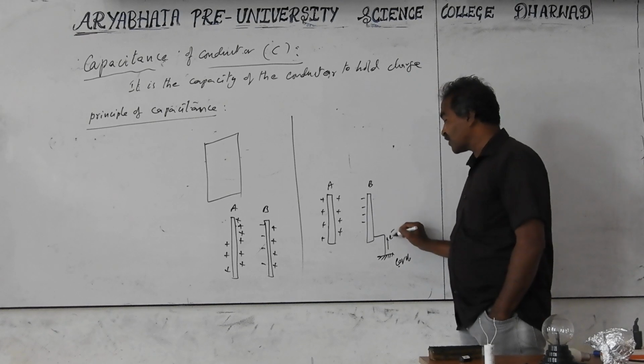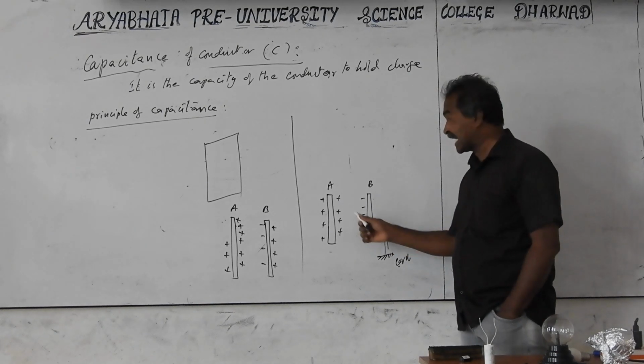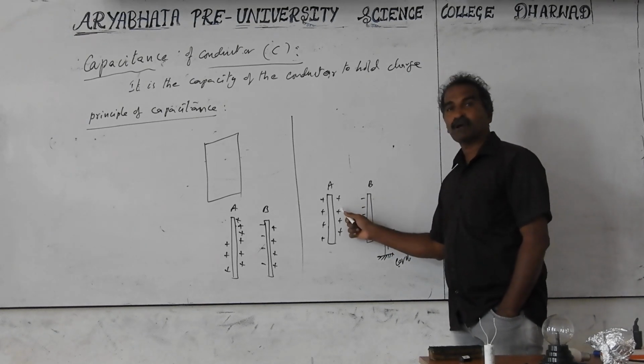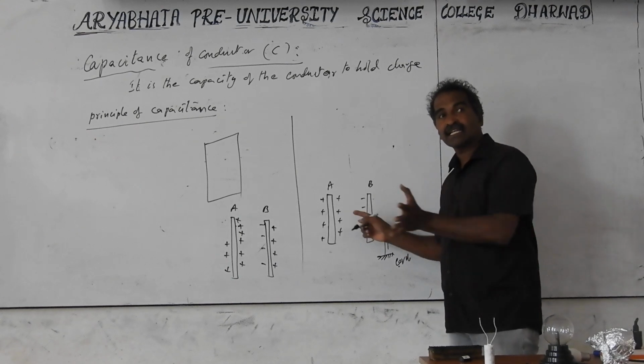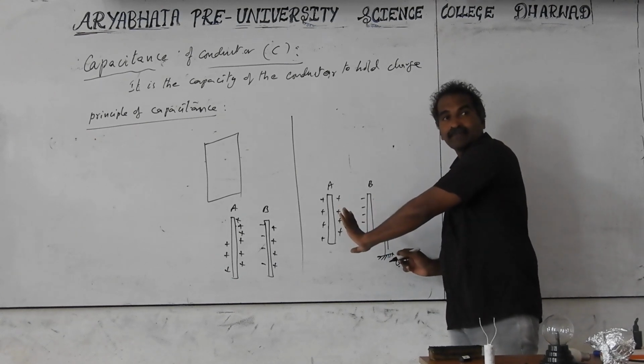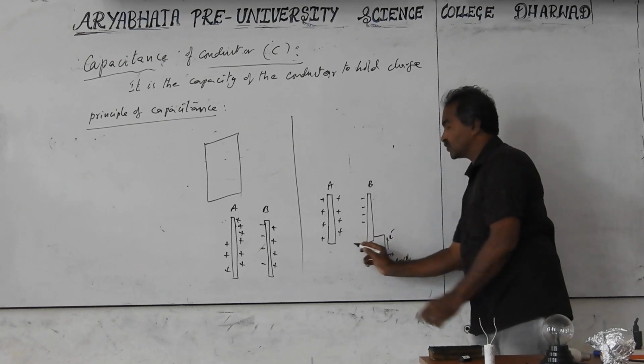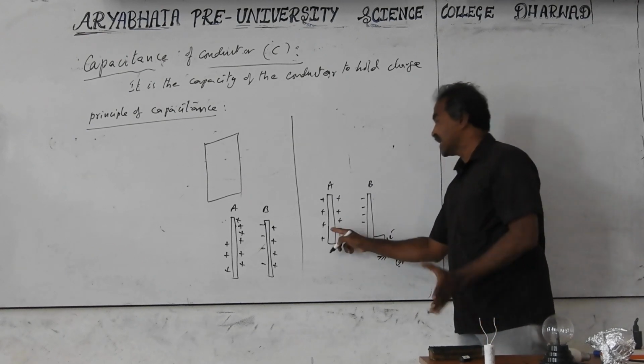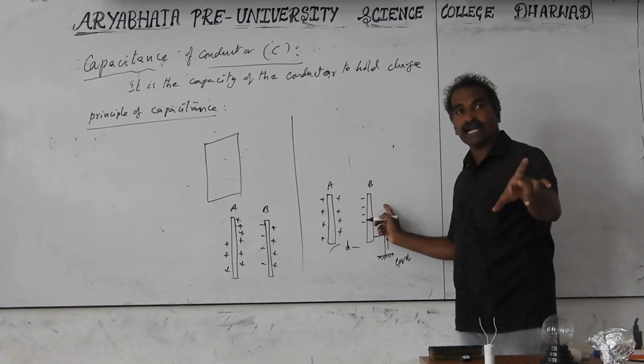Why are the negative charges not going away? They also want to go, but attraction makes them stay there. This positive charge attracts the negative charges, so they can't move, they stay there. And this is the distance between these two. The distance between the plates is reduced, so attraction increases.